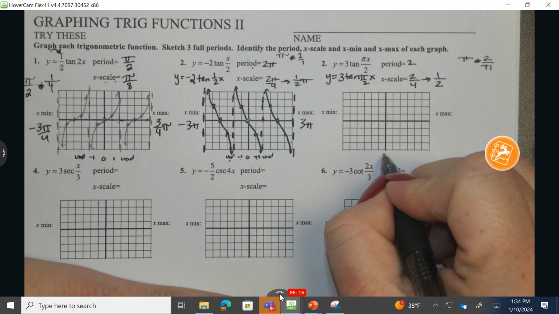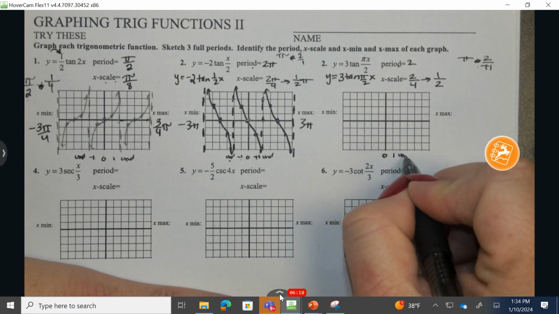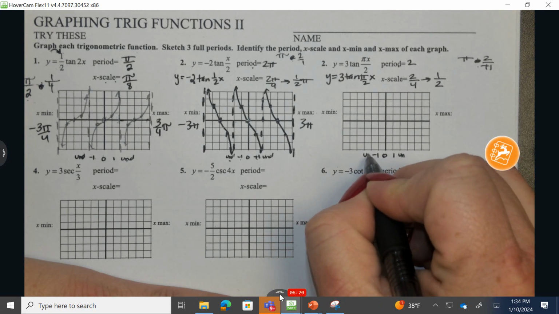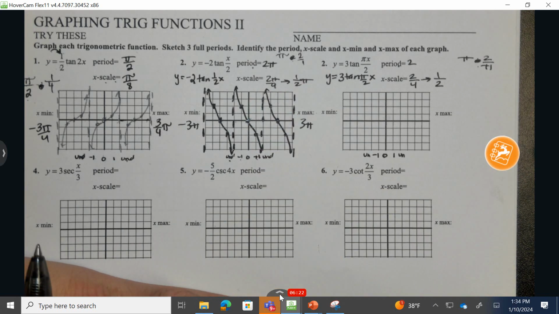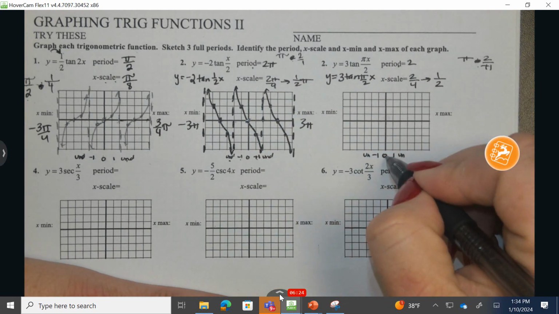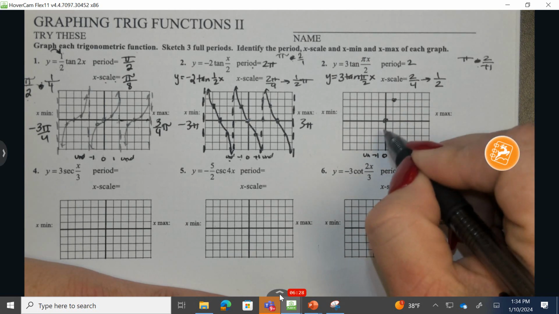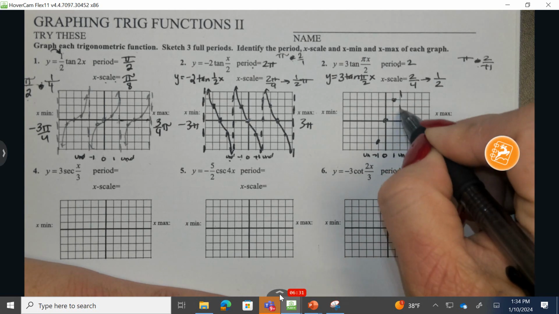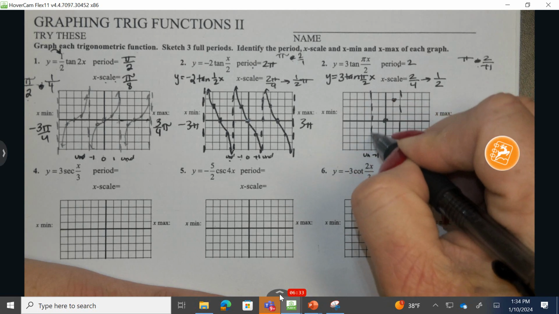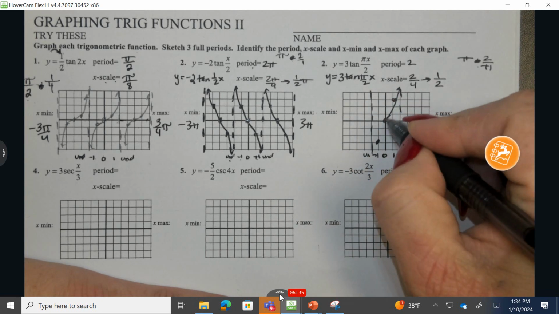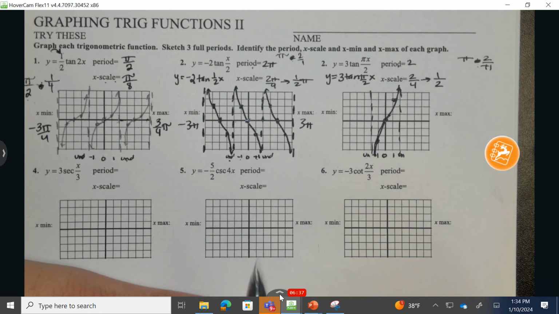All right, let's write this down. 0, 1, undefined. 0, negative 1, undefined. We have a value of 3 out front, so it's an amplitude of 3. 3 times 0 is 0. 1 times 3 is 3. Negative 1 times 3 is negative 3. So it's stretched by a factor of 3 vertically. I'm going to now do a cycle to the right and a cycle to the left.